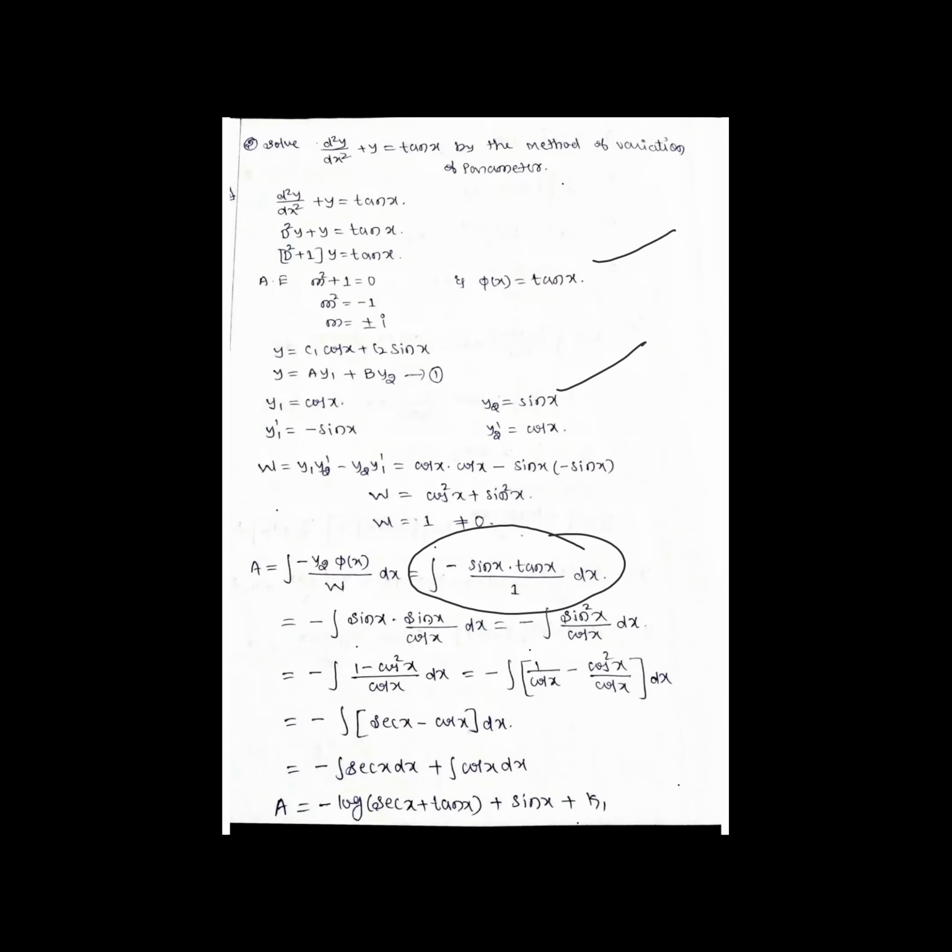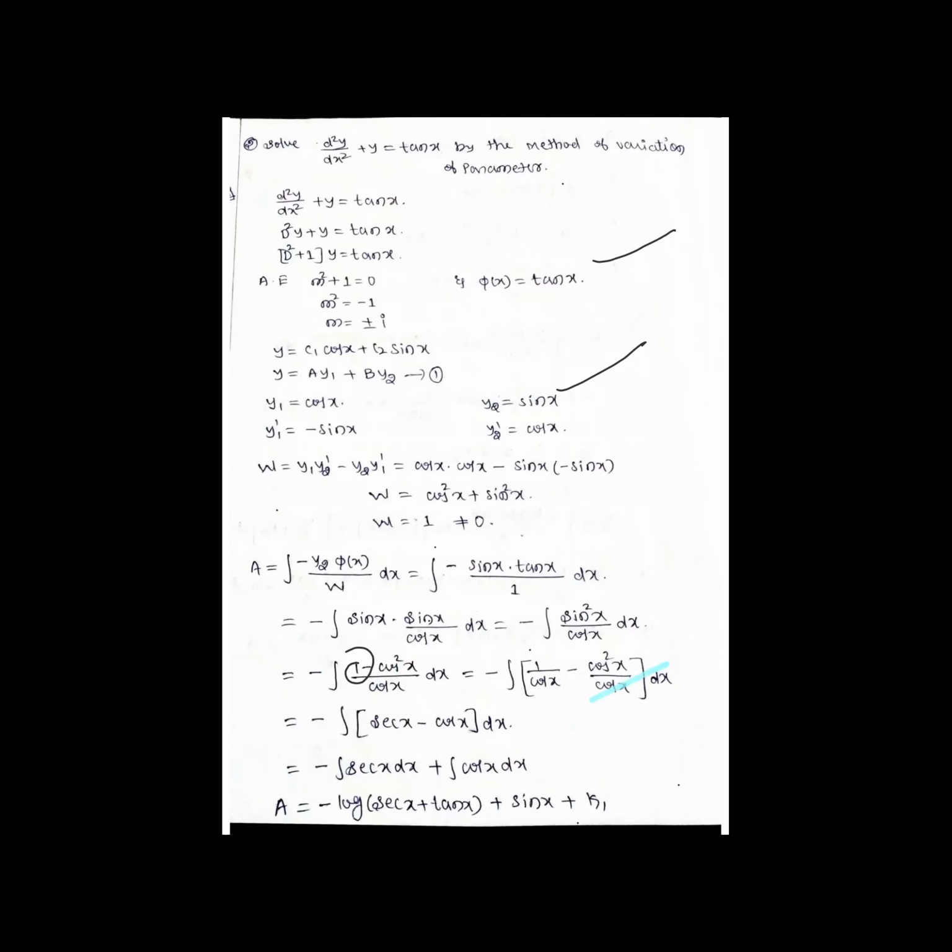Further, what I can do? Sine square x can be written as 1 minus cos square x, divided by cos x dx. That is equal to minus integration of 1 upon cos x. So I'll separate the terms. This is all for my simplification. So it is so simple, you can see. Once you get the grip, you'll come to know. See, 1 upon cos x, cos square x by cos x.